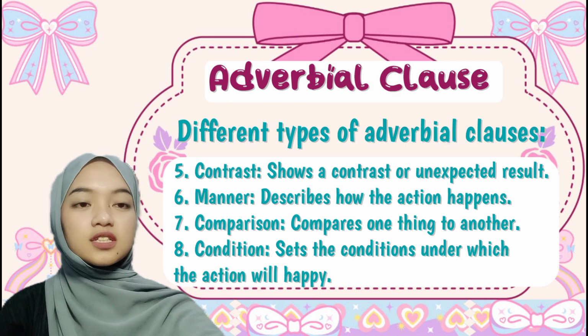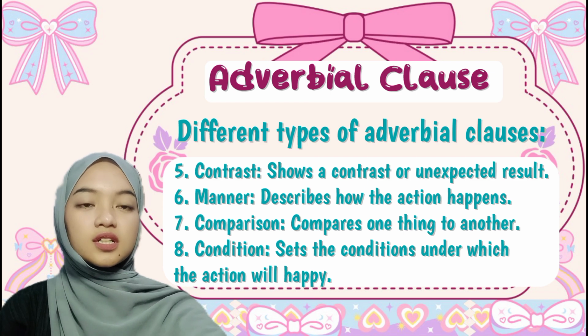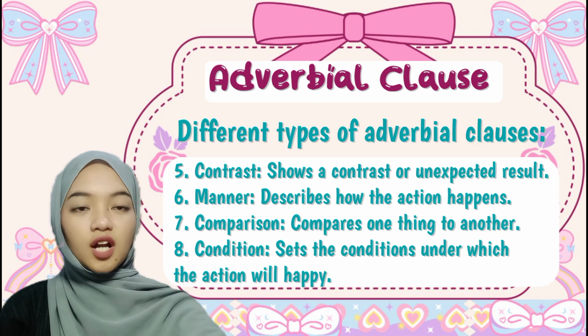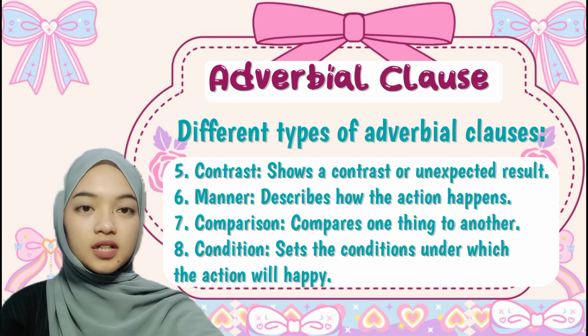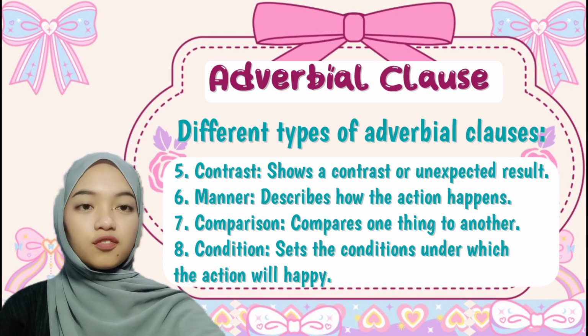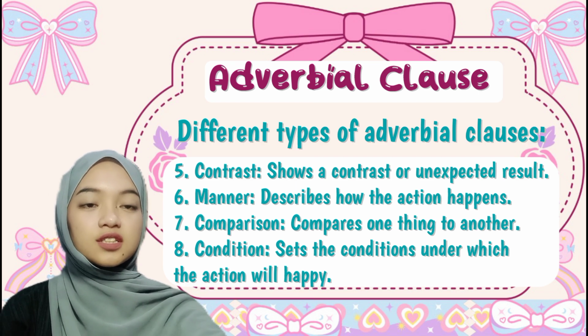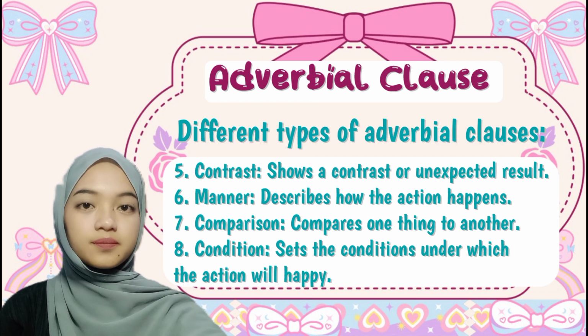The fifth is adverbial clause of contrast. This shows a contrast or unexpected result. The sixth is adverbial clause of manner. This describes how the action happens. The seventh is adverbial clause of comparison. This compares one thing to another. And the last is adverbial clause of conditions. This sets the conditions under which the action will happen.